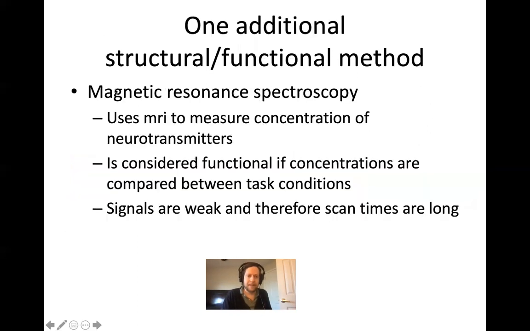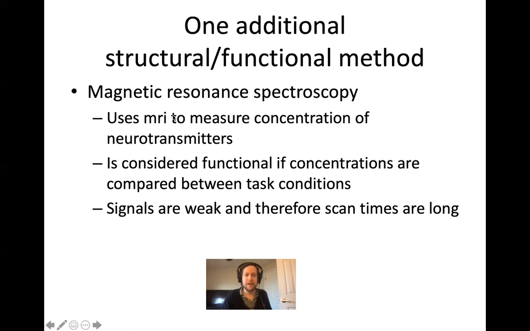And then finally is magnetic resonance spectroscopy. My understanding is that this is a very new method. I have not read a single paper about this, so I only know about it from the textbook. And in fact, I don't even think it was in the 4th edition. So this is a new addition to the 5th edition of the textbook for this course.